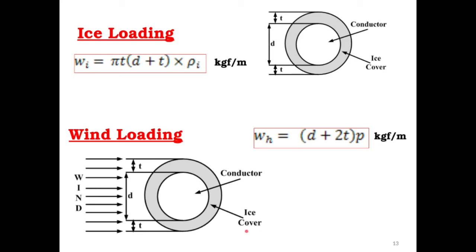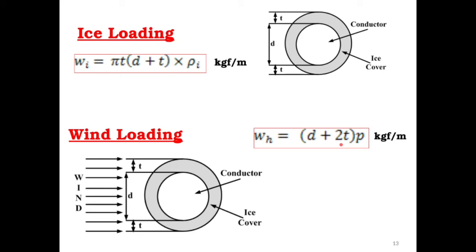Now, when you're considering the wind loading, as you can see, what happens here if the situation is that it's summertime and there is no ice deposition on it? The thickness of ice t will be equal to 0, and the equation converts to d times p. Can you see that?